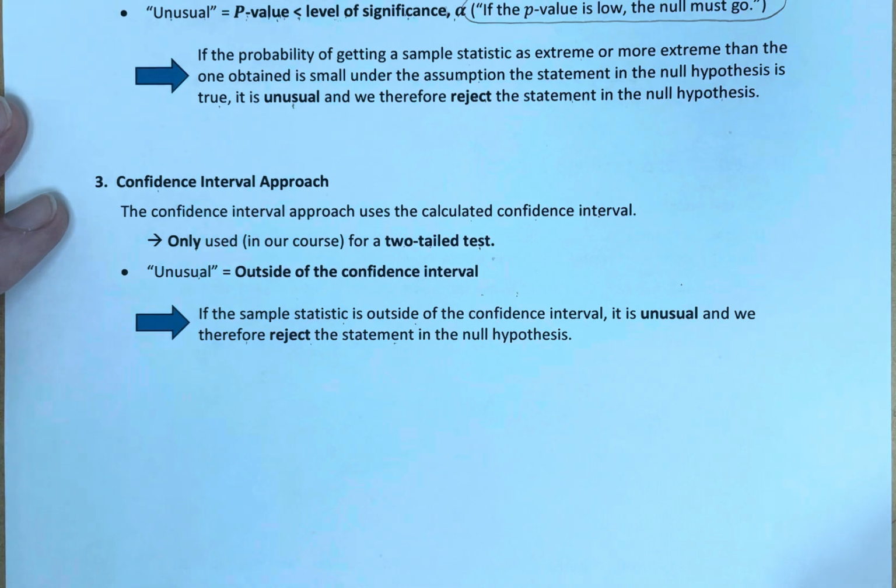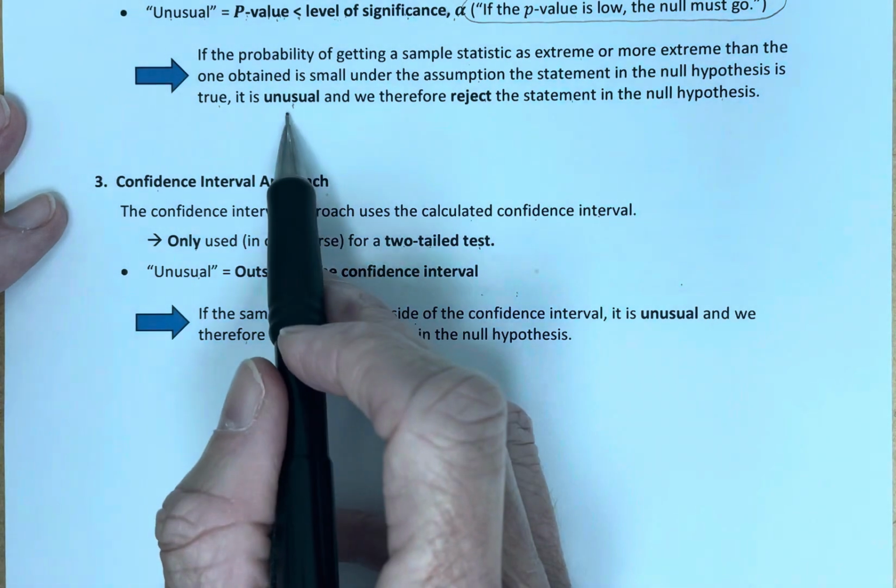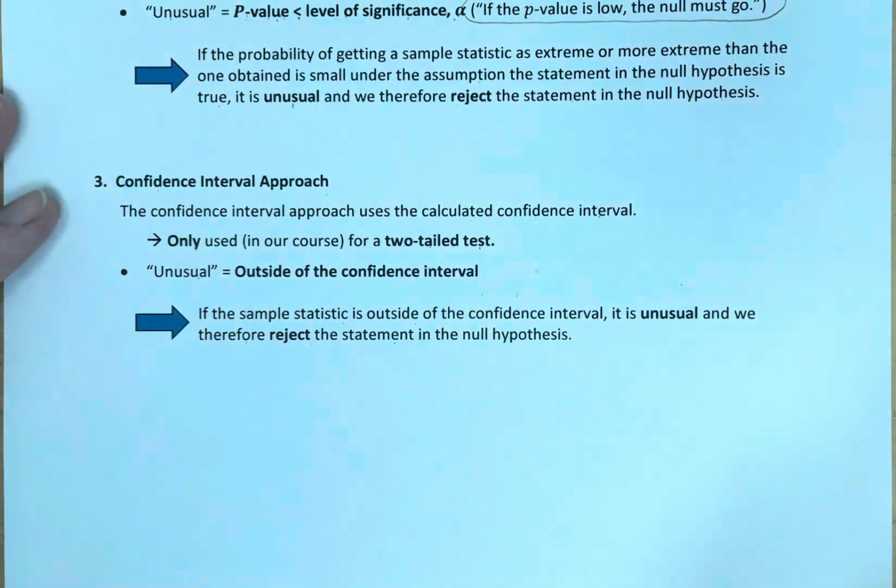So key things here. If it's unusual as defined by that test, we are going to reject the null hypothesis. Okay, statistically significant means it's unusual. If it's unusual, we reject the null hypothesis.